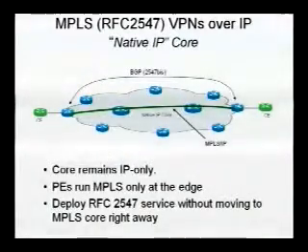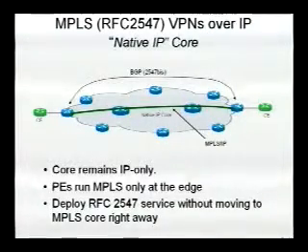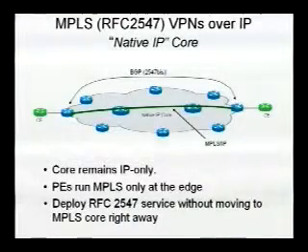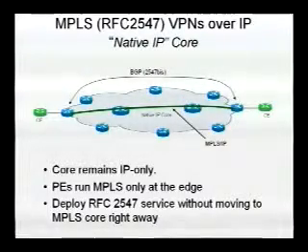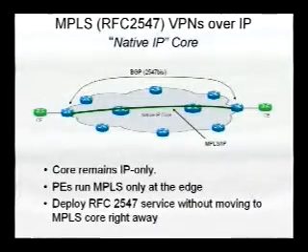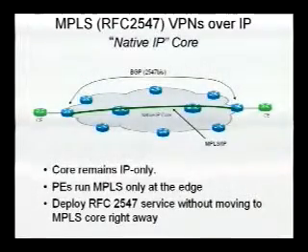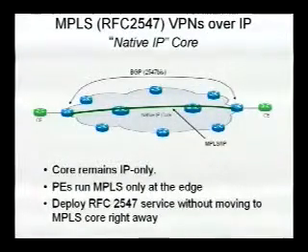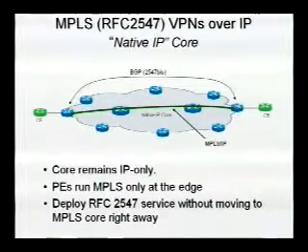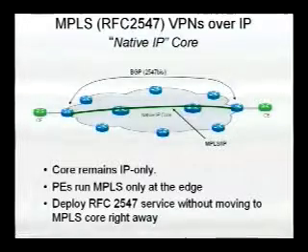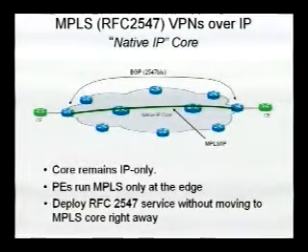This is also useful if there is no MPLS in your core. If you want to deploy an MPLS 2547 VPN service, you can enable MPLS only on your PEs, and your core remains IP only. MPLS runs at the edge where it needs to for 2547. And this allows you to deploy 2547 service without moving to MPLS right away. You can still have plans to move to MPLS, and that's perfectly fine, but it allows that to evolve on its own course independent of the 2547 deployment.